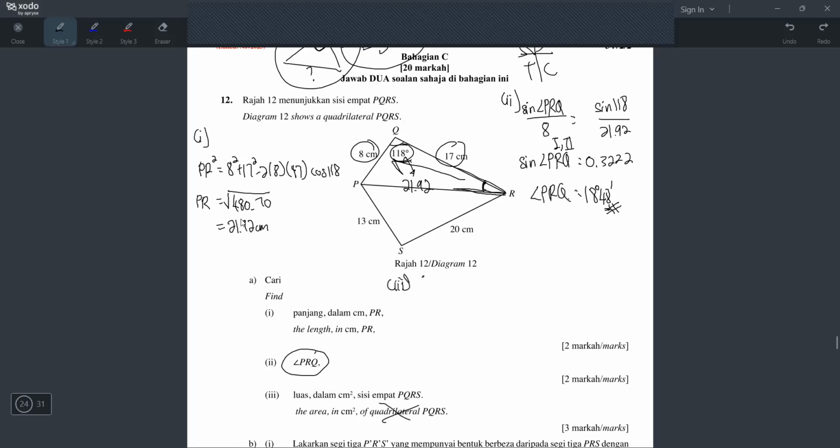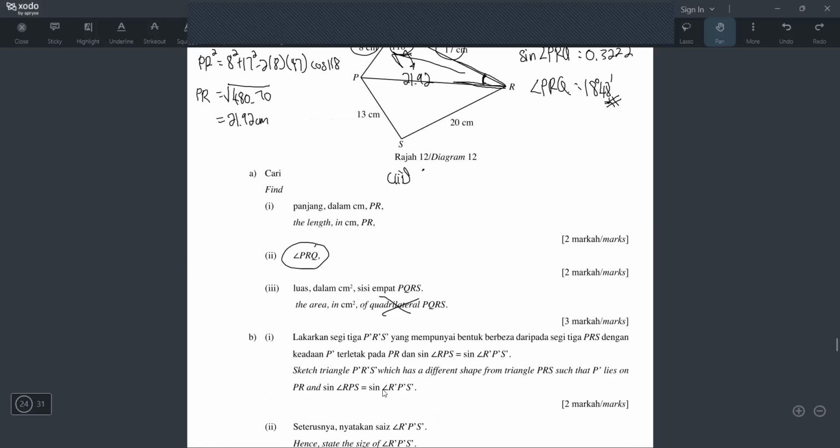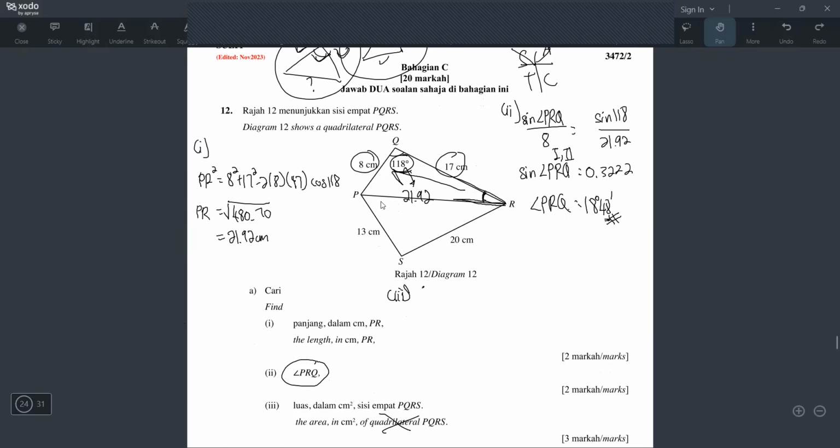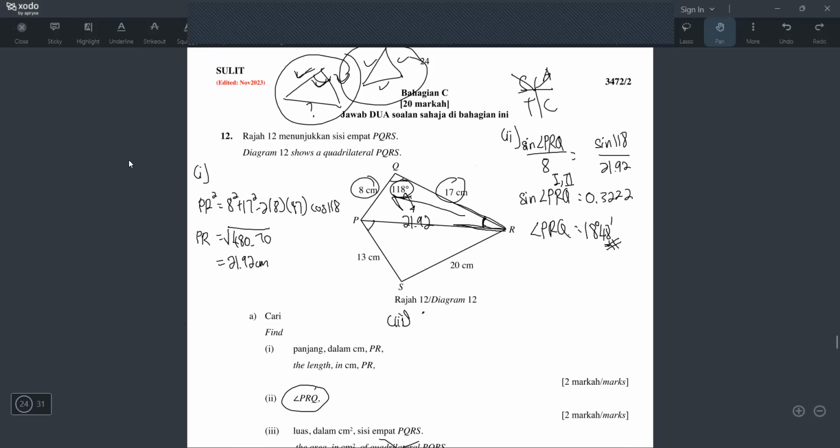Wait, let's see my B question, because maybe this angle will be useful here, right? Okay, let's find B angle. Let's find the angle here, right? Let's find angle here. So if I want to find angle here, I will use what formula? Cosine rule lah. Why cosine rule?